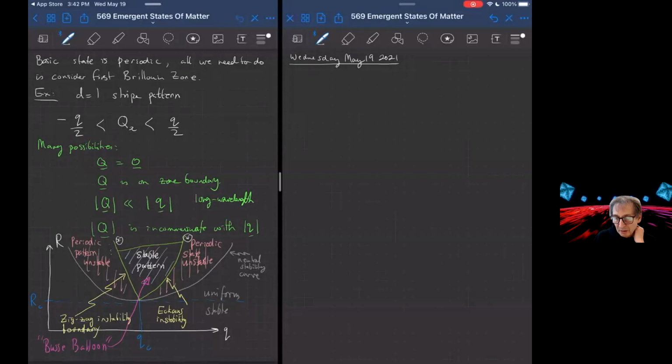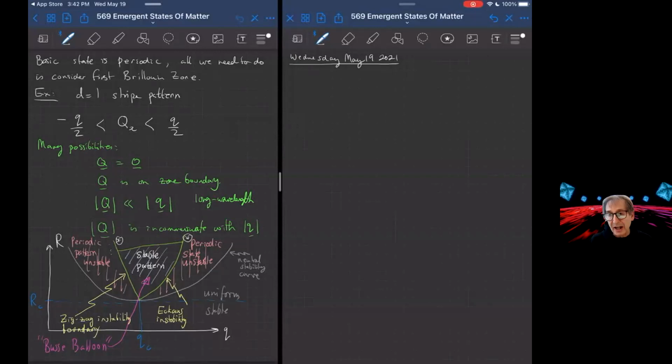Hello, welcome to Emergent States of Matter, and we are going to be talking today about pattern formation, and we're going to go into the nonlinear theory of pattern formation, something which we have avoided so far. So let's just recap from the last lecture.